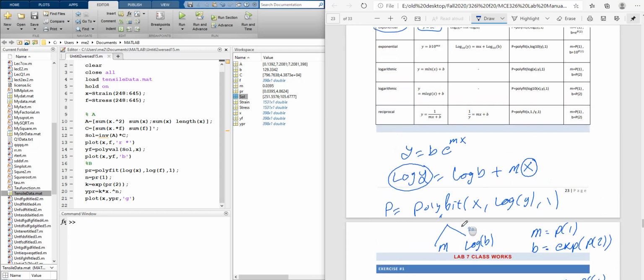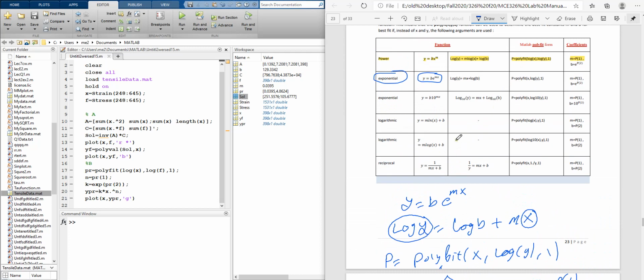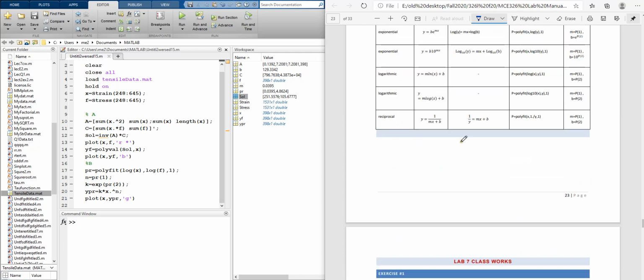Okay, what if you want to use the reciprocal? We used this one before. Let me take the reciprocal one. For reciprocal, the relation should be like this, guys. I want the relation to be y equals 1 over mx plus b. The data in the x direction is x, in the y direction it is y. How can I convert this one to a linear relation?